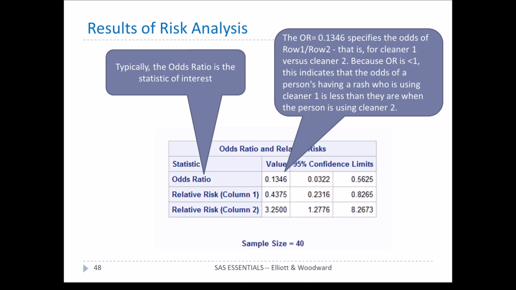In this case, typically the odds ratio was a statistic of interest because we were looking back in time to measure that information, and the OR of 0.1346 specifies the odds ratio of row 1 versus row 2. And again, it depends on how you set up the data, but in this case it's for cleaner 1 versus cleaner 2. Because the OR is less than 1, it indicates that the odds of a person having a rash who is using cleaner 1 is less than when the person is using cleaner 2.